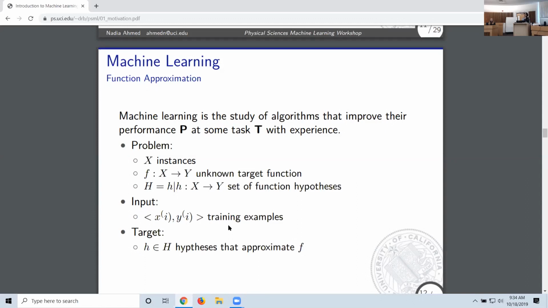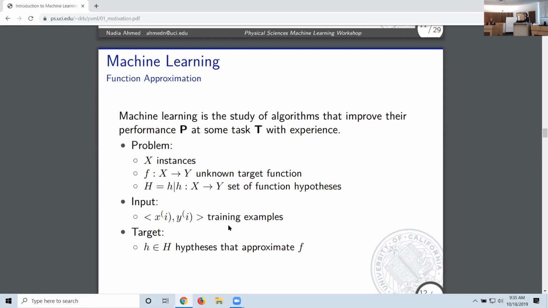Machine learning is basically the study of algorithms that improve their performance at some task with experience. So that experience is your data set, your X instances, your attributes, your information that you have on hand. And your goal is to do a function approximation, right? It's the same thing. We've been doing machine learning since we were in grade school. Every time we have to fit a curve, we are doing machine learning.